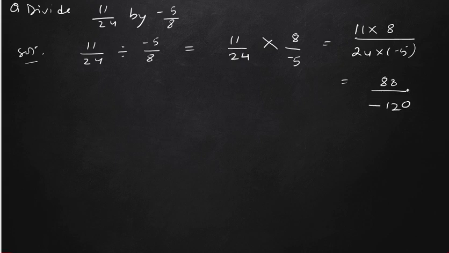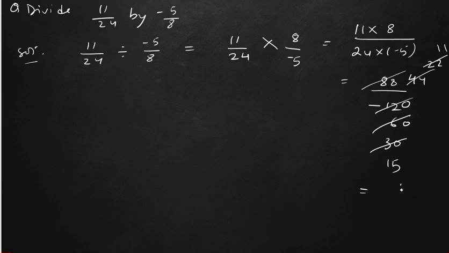Now we have to convert it into the simplest form. It is cancelled by 2: 2 4s are 8, 2 6s are 12, 2 6s are 20. Then again 2 2s are 4, 2 3s are 6, 0. Then 2 11s are 22 and 2 15s are 30. So the required answer is 11 by minus 15. We put the negative sign in the numerator, so the required answer will be minus 11 by 15. So this is the answer. I hope everyone has understood.